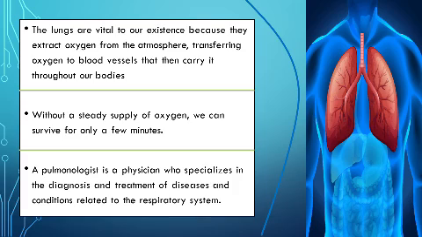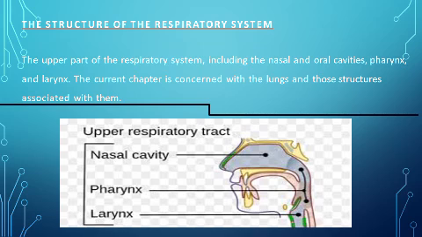A pulmonologist is a physician who specializes in the diagnosis and treatment of diseases and conditions related to the respiratory system. Okay, clear? Then coming to the structure of the respiratory system. The respiratory system is mainly of two parts, the upper respiratory tract and the lower respiratory tract. The upper respiratory tract includes the nasal and oral cavities, pharynx and larynx. In this chapter we will deal with the lungs and those structures associated with them.